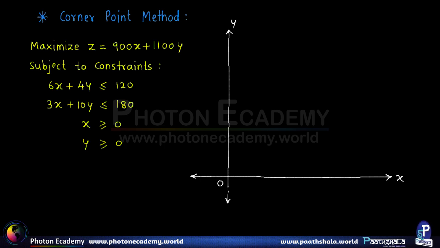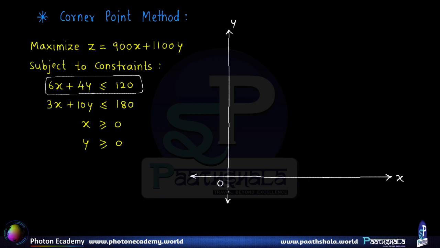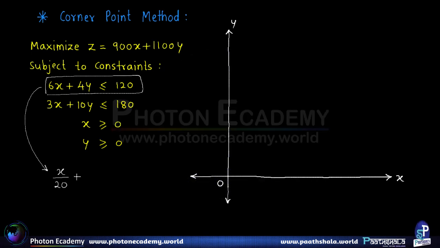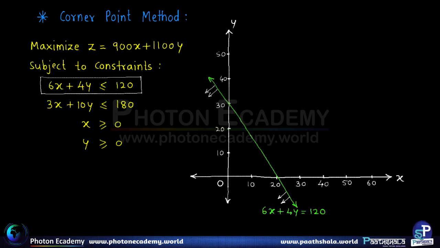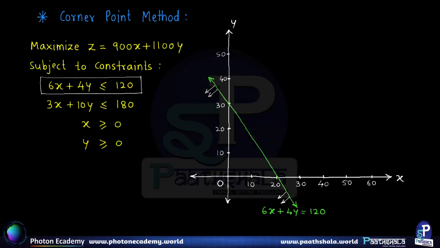to do that. Let's consider the first line, for which we consider 6x plus 4y equal to 120 first. By considering the equality, we will divide both sides by 120 and we will get x upon 20 plus y upon 30 equal to 1. And we know how to plot this line because 20 is the x-intercept and 30 is the y-intercept. So we go ahead and plot that particular line on the graph, so it looks like this. Right? That's the first constraint.